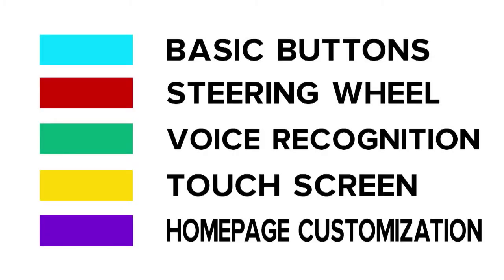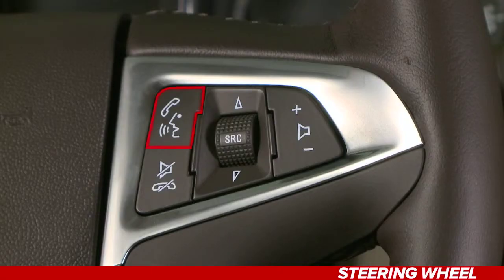Steering wheel. Your vehicle has infotainment controls located on the right side of the steering wheel, a wonderful feature to help you keep your eyes on the road. Press here, the Push to Talk button, where you see the phone icon and face profile. This will allow you to interact with Bluetooth, OnStar, or your navigation system if equipped.